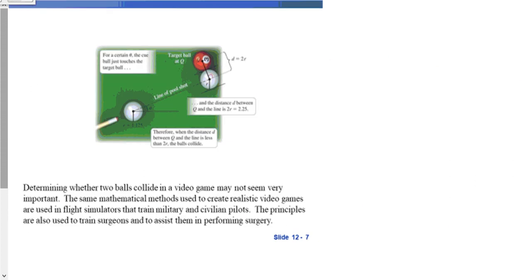So this shows the line of sight, and we just want the distance between the two centers to be less than twice the radius of the balls, and the radius was half of 2.25. All we were doing is looking at her line of sight, and the only way that she's going to miss the ball is if the distance from her line of sight to the ball is greater than that 2.25, assuming they were at the centers.